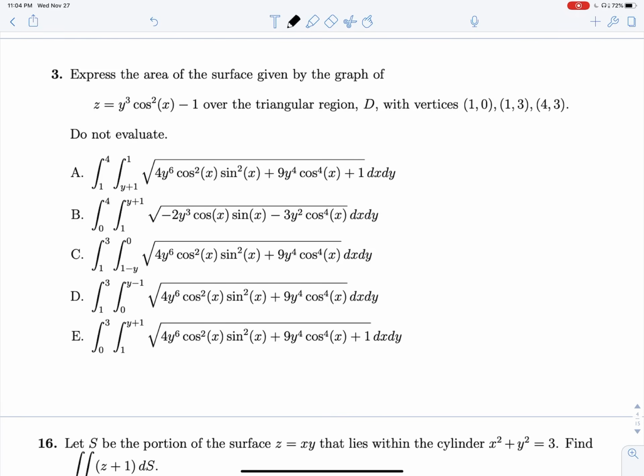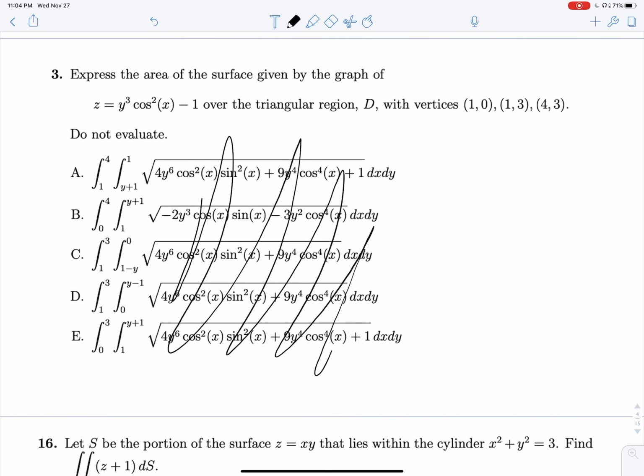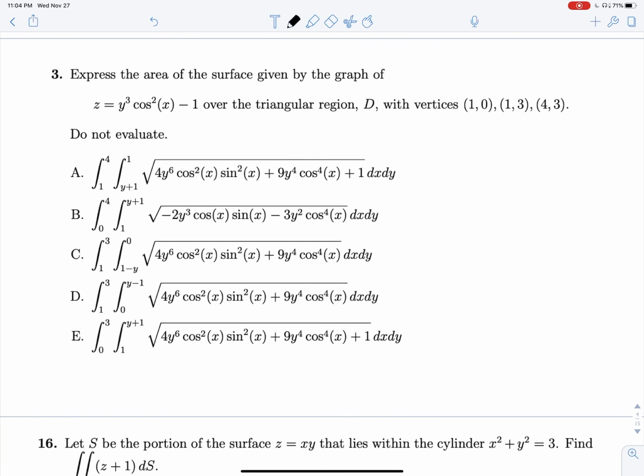Let's express the area of the surface given by the graph of this thing over the triangular region D with these vertices. So when you see something like this, and you've got all this stuff in your integrand, it's worth taking a look at whether the regions of integration, so your bounds on all of our integrations, are all different. Because if they are, all we're really doing here is setting up a double integral.